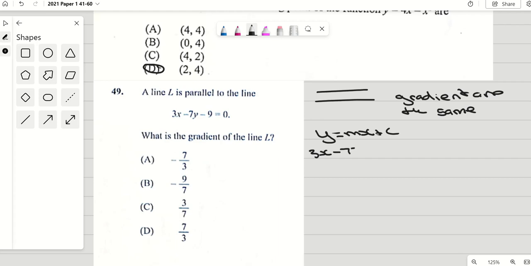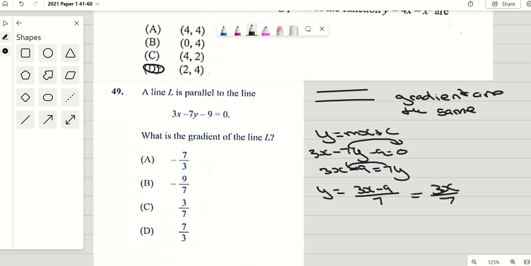3x minus 7y minus 9 is equal to 0. We want positive y, so you carry across minus 7y. So that's 3x minus 9 is equal to positive 7y. You carry across, multiply by 7, that is going to turn to divide by 7. So y is equal to 3x minus 9, all divided by 7, which is the same thing as saying 3x over 7 minus 9 over 7. What is the coefficient of x? 3 over 7. Positive 3 over 7, guys. So the answer would be C.